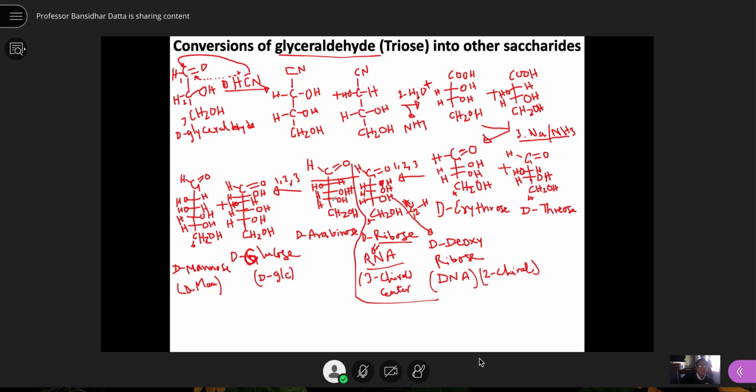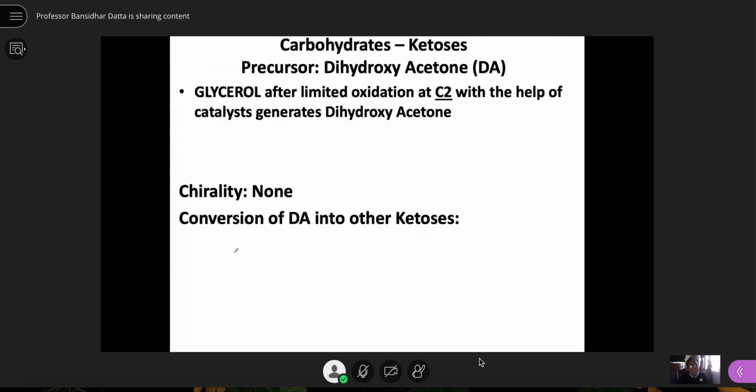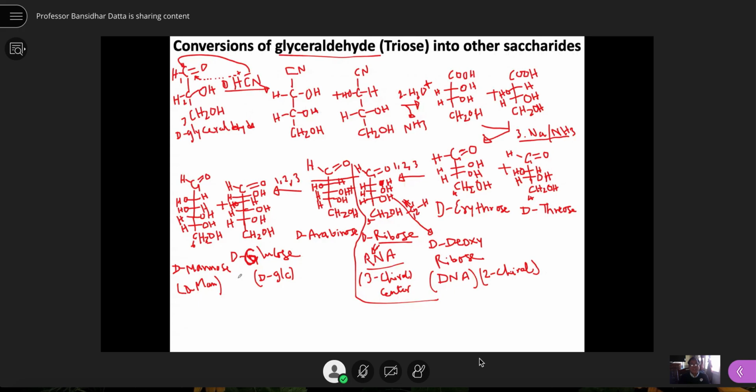D-arabinose has to convert to hexoses. 2 hexoses. One is called D-mannose and one is called D-glucose, both are our food particles. Remember, whatever carbohydrate we take goes inside the stomach, is hydrolyzed, and ultimately becomes glucose. Glucose will go inside the cell, go to glycolysis, the TCA cycle, electron transport chain, and get ATP. Mannose does the same thing. If we have mannose in our diet, it will do exactly the same thing. So these are the hexoses.